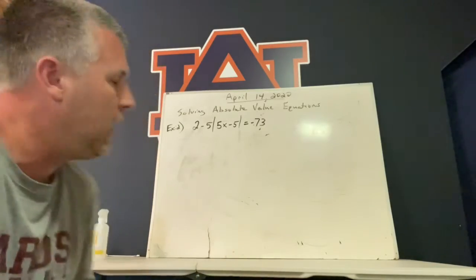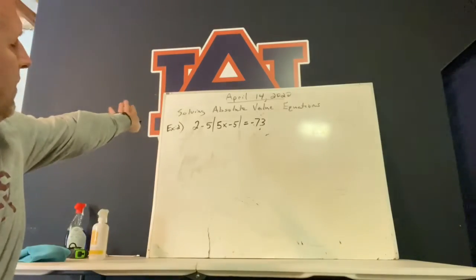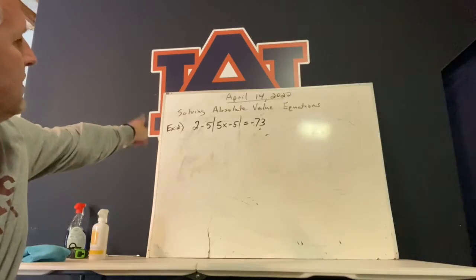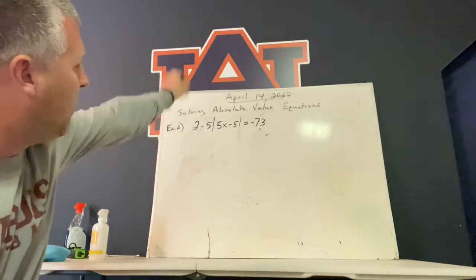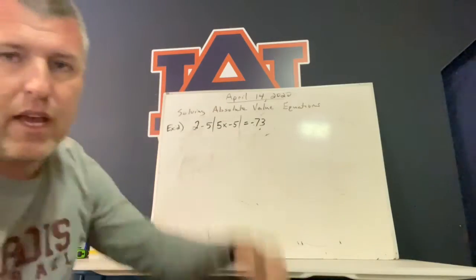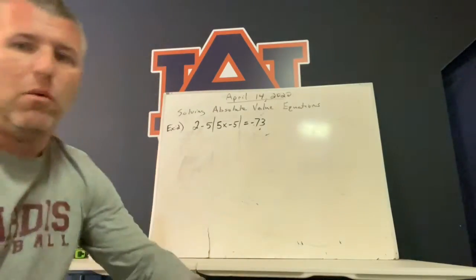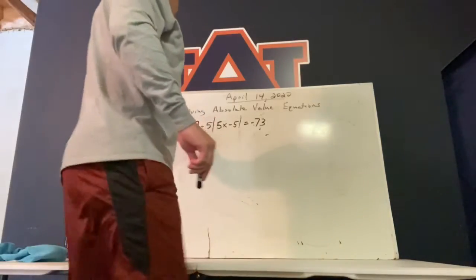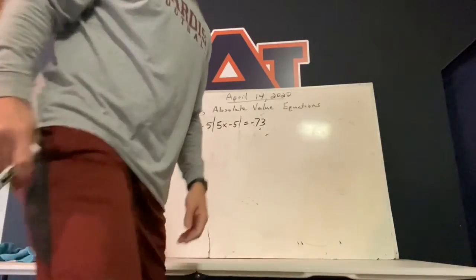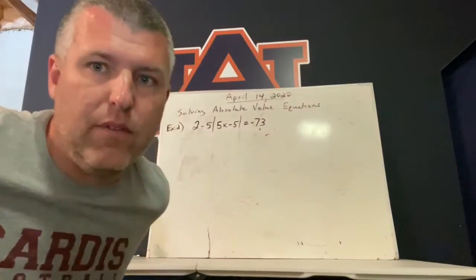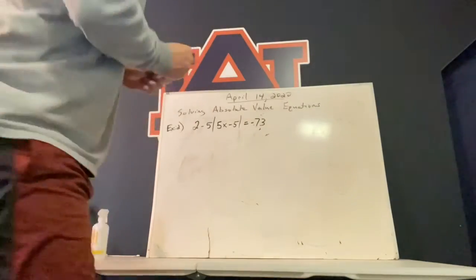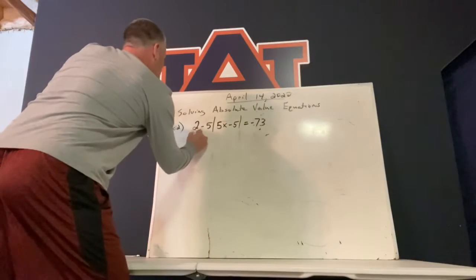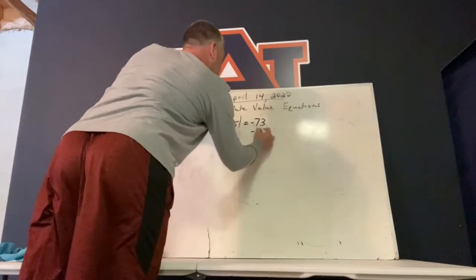That's the issue, okay? So outside the absolute value bars, I've got a 2 minus 5. That 5 is being multiplied times the absolute value bar, and then that's equal to negative 73. All right, so I've got this stuff that is connected. I've got to get rid of that stuff, okay? So in order to do that, my first step is going to be subtract 2 from both sides. That'll get rid of that first.